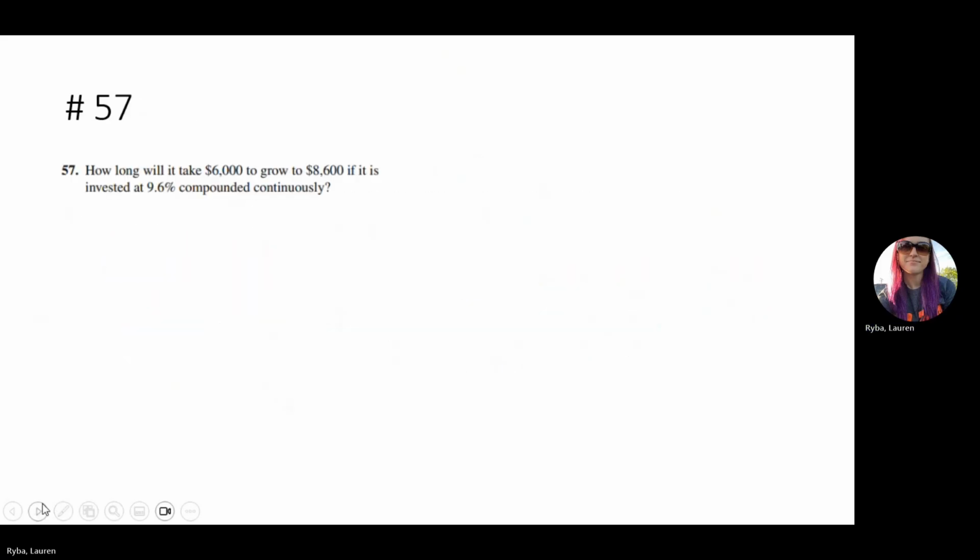Do one more. Solving for t. How long will it take 6,000 to grow to 8,600 if it's invested at 9.6% compounded continuously? So 8,600 equals 6,000 e, 9.6, so 0.096 t. I'm going to first divide out the 6,000. Now, this one does not come out nicely, so I'm just going to round it here. 1.433 rounded equals e to the 0.096 t.